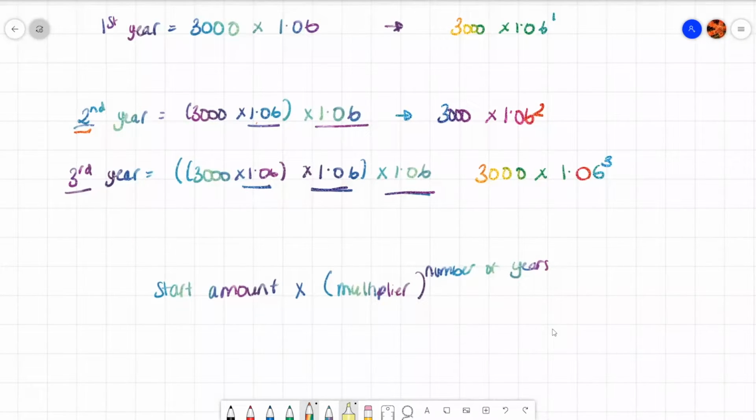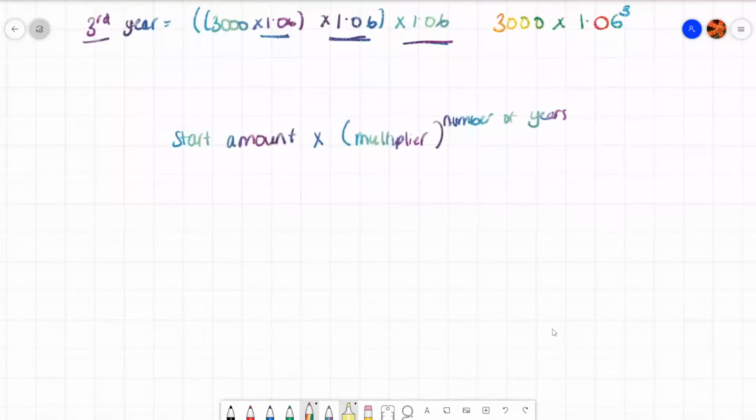You could do this long-winded method if you want to do so, but it just means that things get quite complicated when you're looking at a large number of powers. So let's have a look then at some questions, and we'll use the shortcut method.